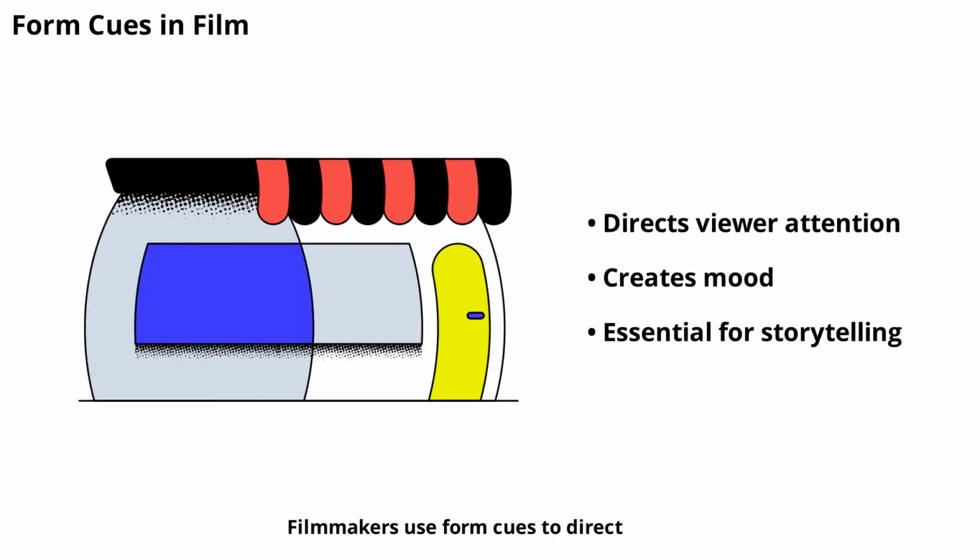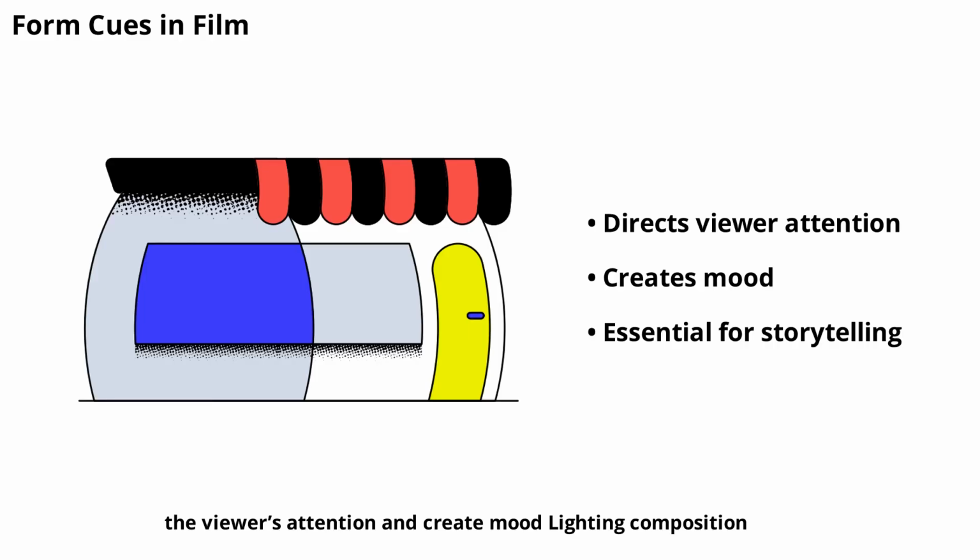Filmmakers use form cues to direct the viewer's attention and create mood. Lighting, composition, and camera angles all contribute to how forms are perceived on screen. By manipulating these cues, directors can highlight important details, build suspense, or evoke emotions. Understanding form cues is essential for visual storytelling.